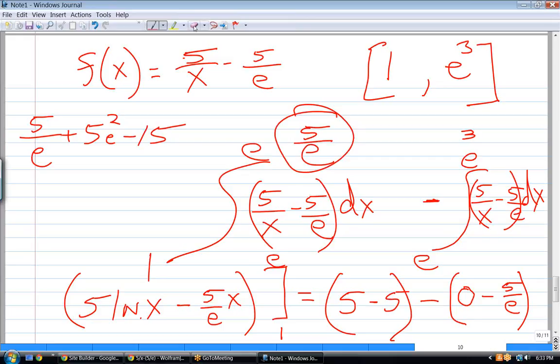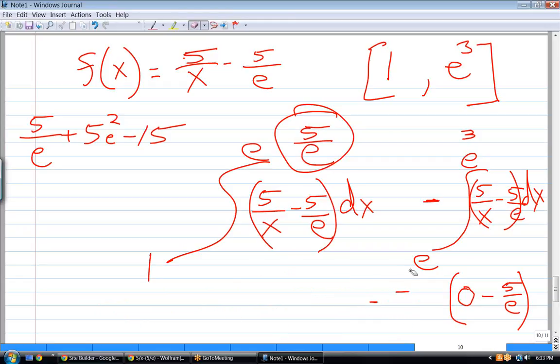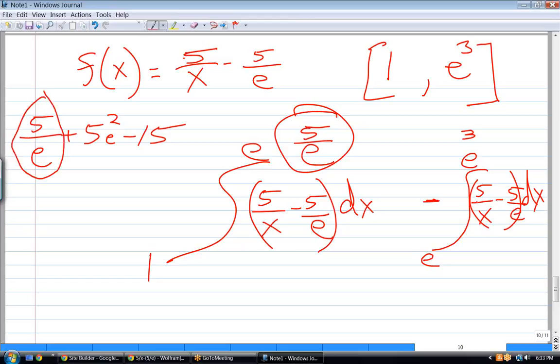Would you just use a calculator and do 2.14? No, notice your answer is in e. We don't want to convert this to decimal. We're going to end up with their answer, but we have to do it leaving everything in e. So far, we got 5 over e, which is this term right here, which means the answer for this over here is going to be 5e squared minus 15. Wouldn't it be negative 5e squared? Yes, it'll be negative 5e squared plus 15.